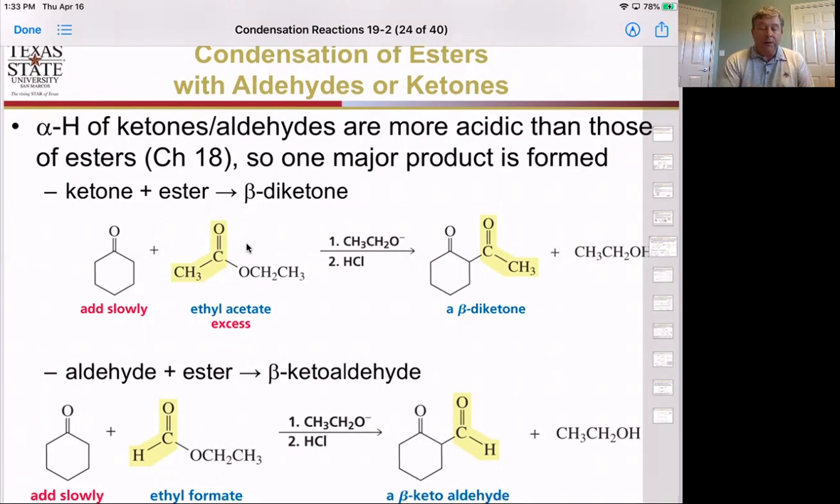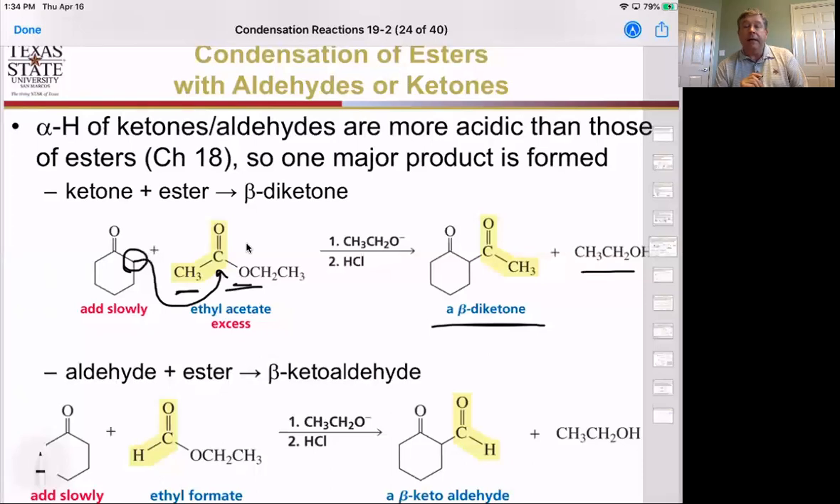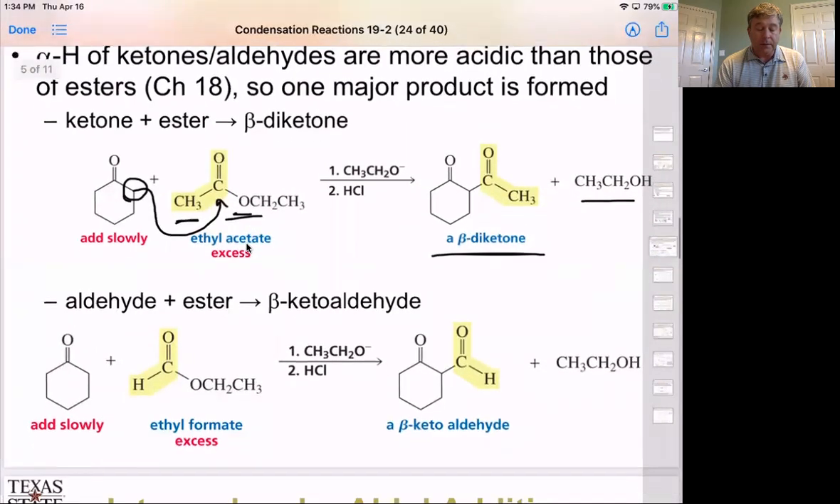Remember, the oxygen on the carbonyl here decreases the acidity of these protons. And therefore, if that's true, that means we're going to form this enolate as our primary enolate to be formed because they're more acidic. And then it will come in here, attack the carbonyl. And then, of course, just like in the Claisen condensation reactions, we actually kick out ethanol, and it gives us our beta diketone compound.